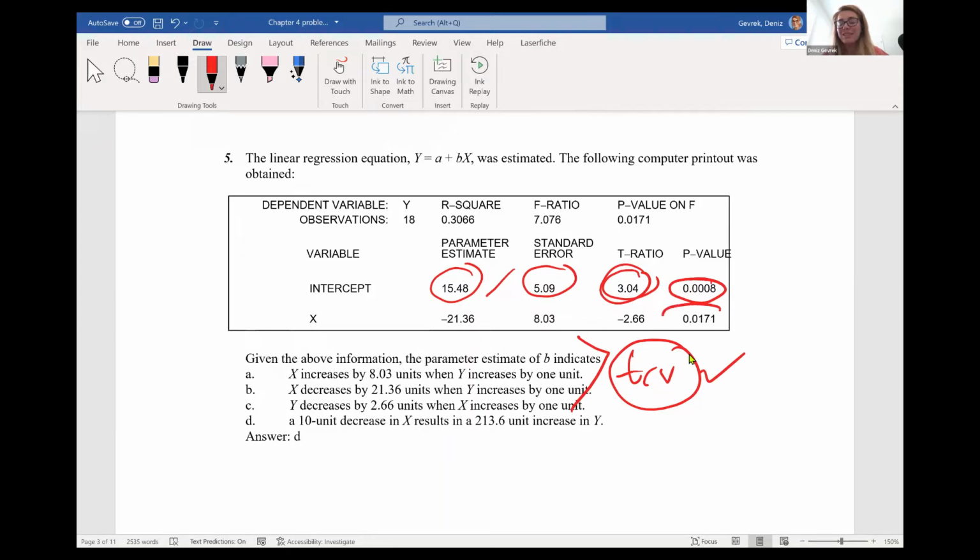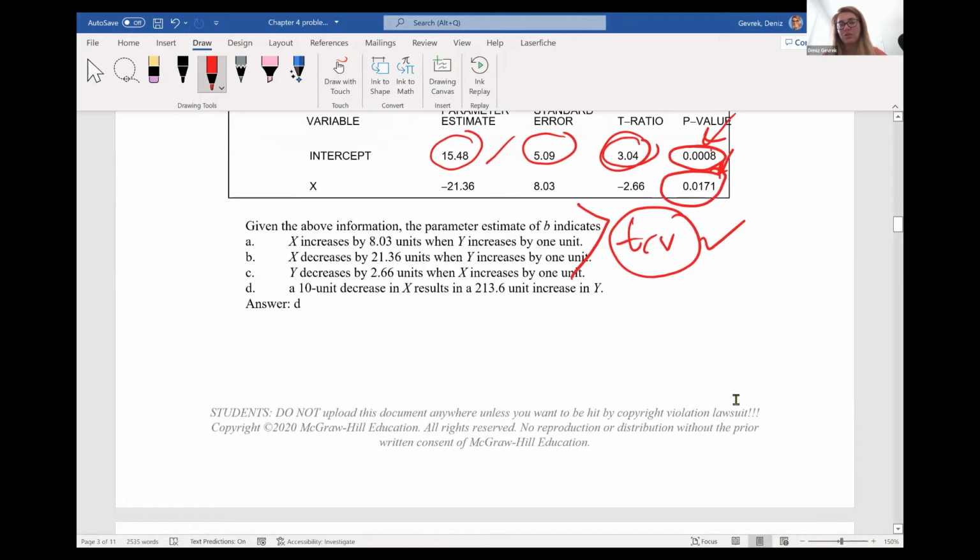But my easiest way, because I love shortcuts, is I see p-values, and you will never calculate those. Yes, I highly recommend using p-values to determine significance.